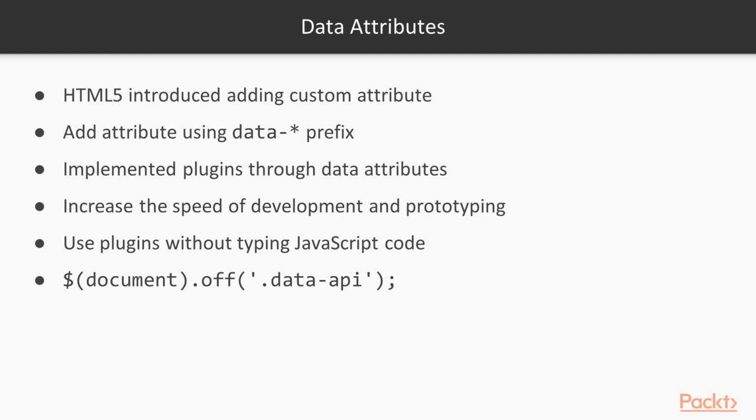With that ideology, Bootstrap implemented all the plugins to be used with just data attributes. This goes towards the framework idea to increase the speed of development and prototyping. This is because you can make use of plugins without typing JavaScript code. To control that methodology, Bootstrap implemented an API so that you can access all plugins through only data attributes.